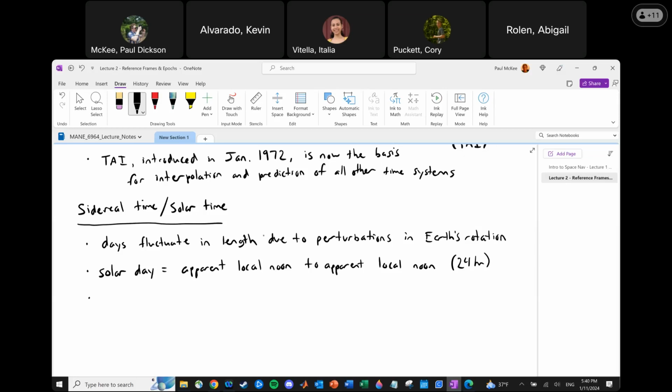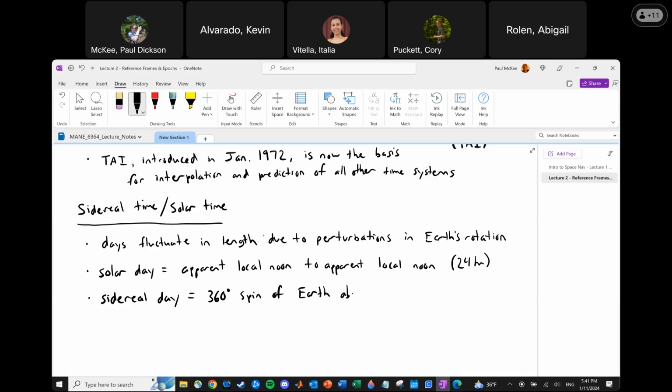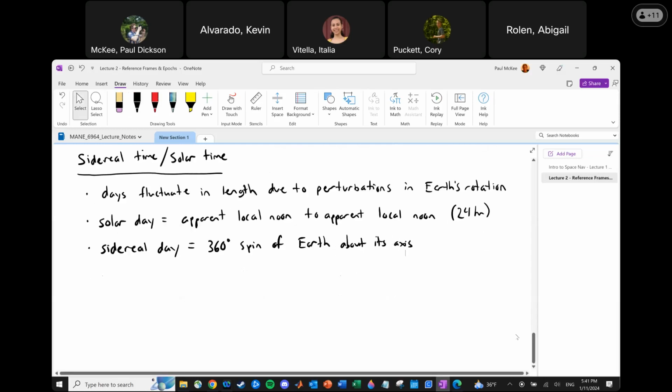the right answer. I'm going to define what's called a sidereal day. I mean, I'm not defining it, but that's what it is. Which is a 360-degree spin of the Earth about its axis. And this is not 24 hours. And this comes as a big shock to a lot of people. It's like, why wouldn't that be 24 hours?